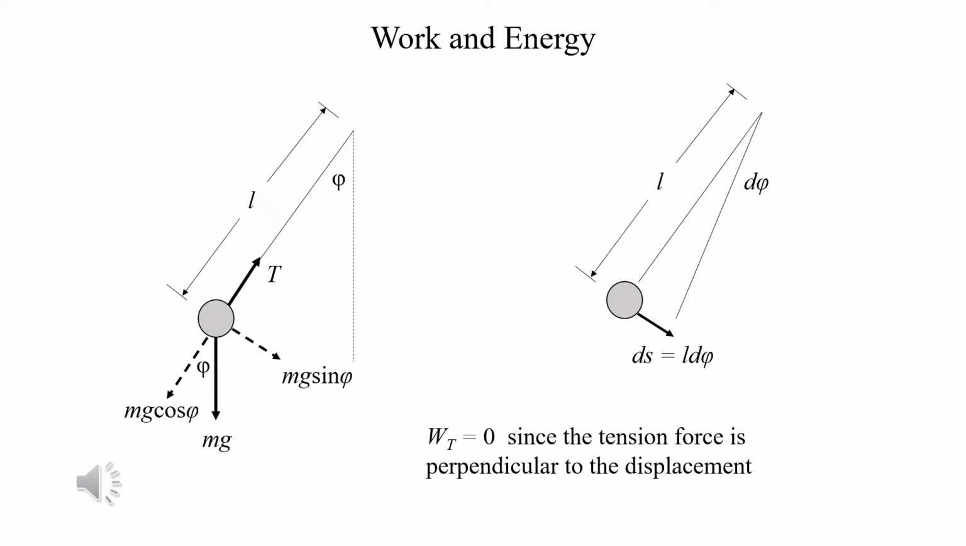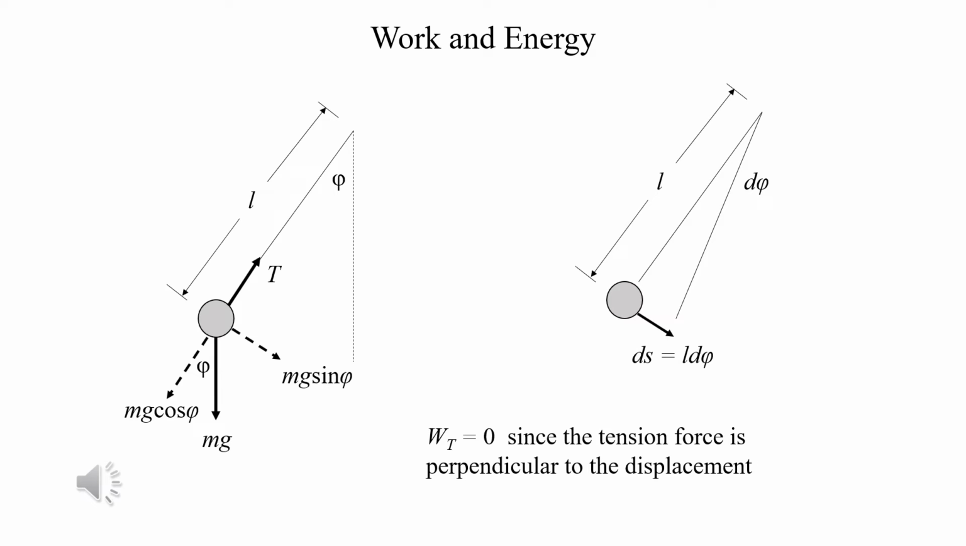Now to get the displacement, we look at the figure at the right. So since the bob is moving in an arc, the displacement, of course, is along the arc. So we need a little bit of arc length. Well, arc length is radius times the angle in radians. So our little bit of angle then is d phi, and then the radius, of course, is the length of the string, L. So ds is L d phi.